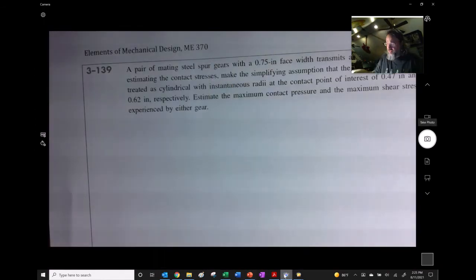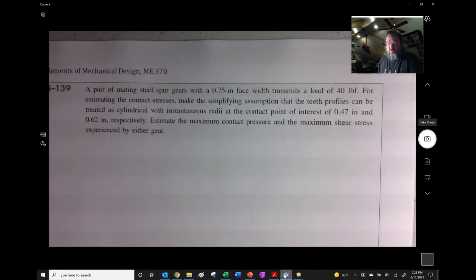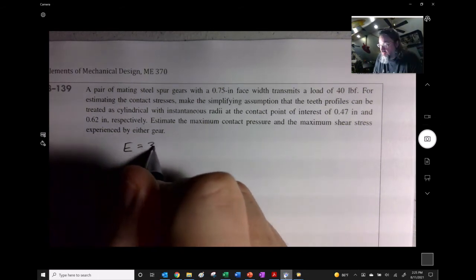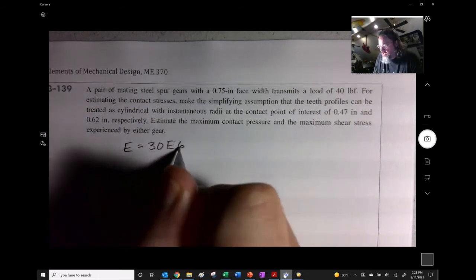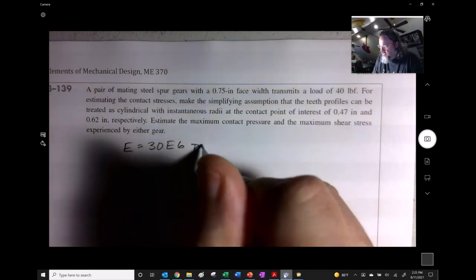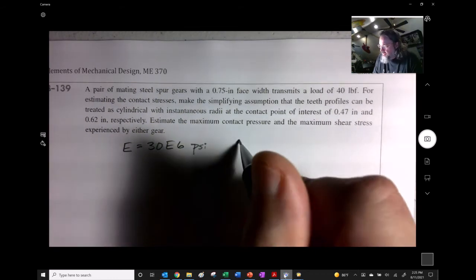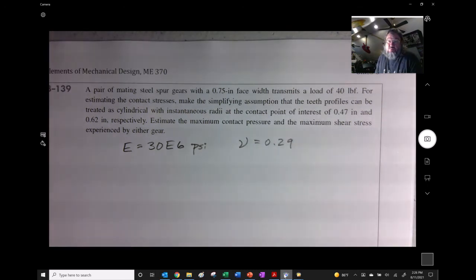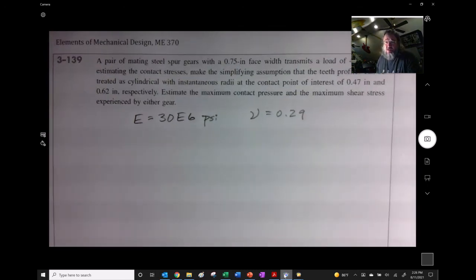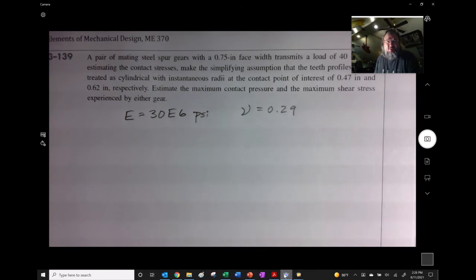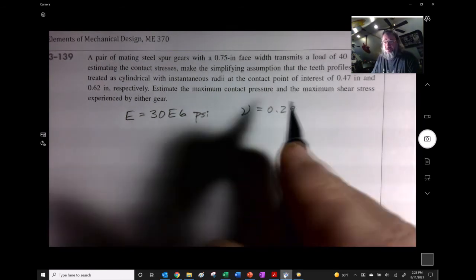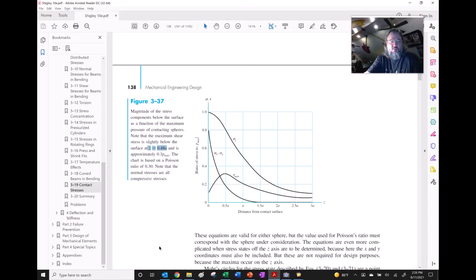Let's work through this and write down some things we want to know. The elastic modulus of this one is 30E6 psi. And the Poisson's ratio, I'm going to use 0.29. That's what I have written down for my values, so that's what I'm going to stick with. I probably should fix it and make it 0.292 to correspond with the book.